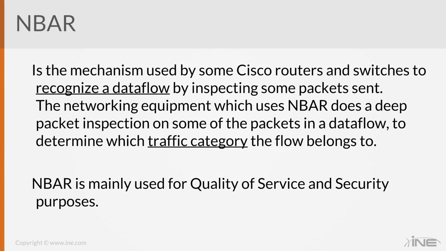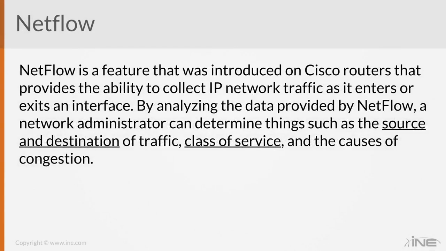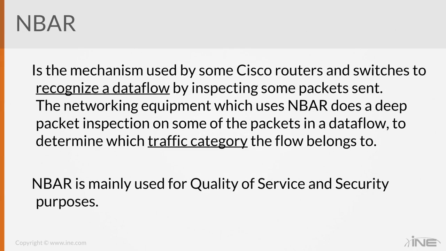And NBAR. Well, NBAR is the mechanism used by Cisco routers and switches to recognize a data flow. See, if we go back to NetFlow, it is to identify the source and destination of traffic and the class of service. Then that can help you find the cause of congestion, whereas NBAR is to recognize a data flow. So as you can see, these two can be used in conjunction.